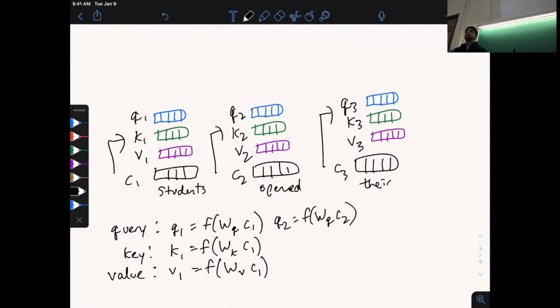So note that we are using the same query matrix W sub Q at every single time step. And this is true for all of these keys, values, and subsequent time steps. So we have just 3 weight matrices, W sub Q, W sub K, and W sub V. These accomplish this projection step.